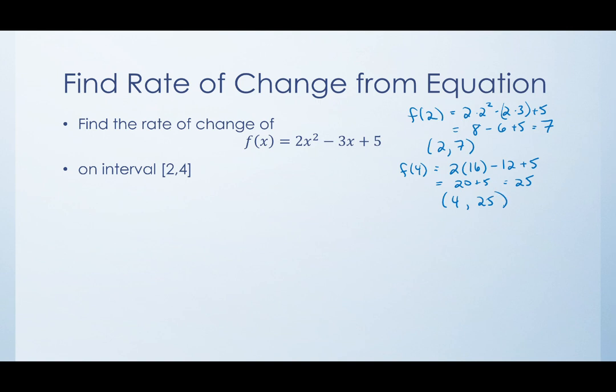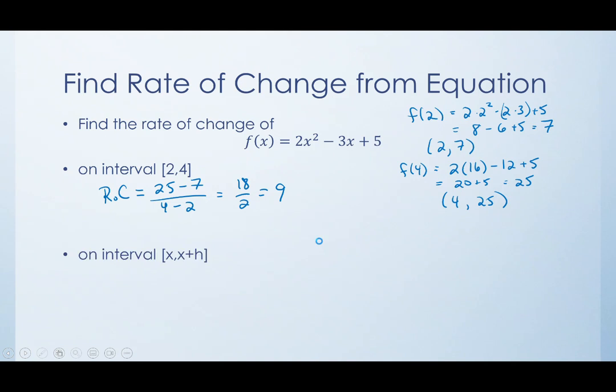And so, of course, our rate of change, we are going to have 25 minus 7 over 4 minus 2. So we're looking at 18 over 2, which is 9. Okay, so don't make these harder than they are. I'm going to say that a lot.